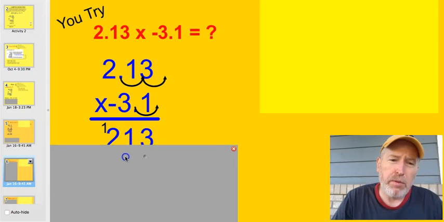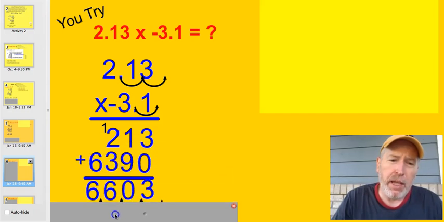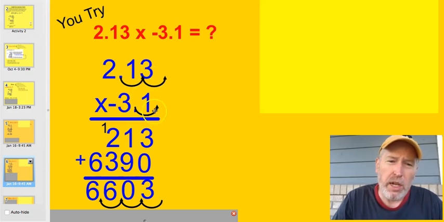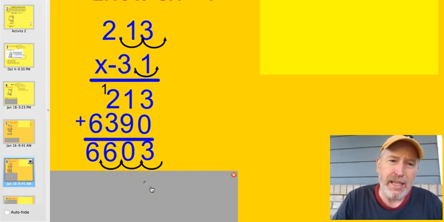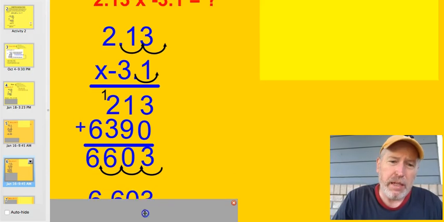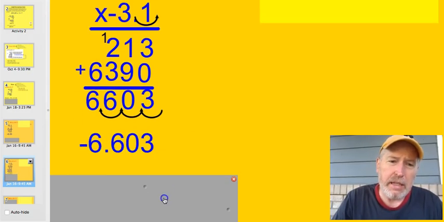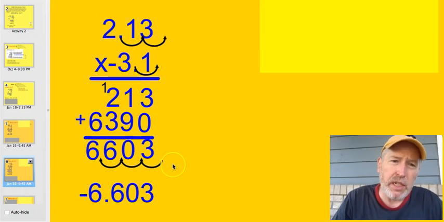Set that problem up just like this. If you work through it, you had a couple of steps there multiplying. You had 2 decimals on top here and 1 here in the bottom, so you have a total of 3 decimal places. Put those back in. Looks like you have 6.603, and that's going to be a negative 6.603 because you have a positive times a negative.